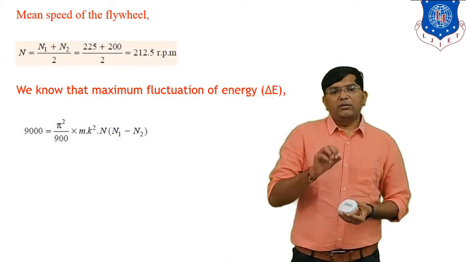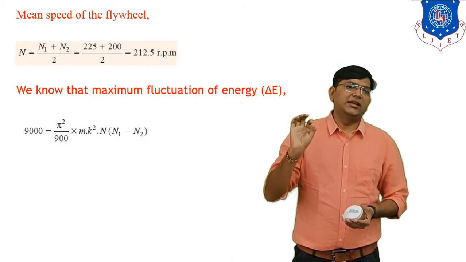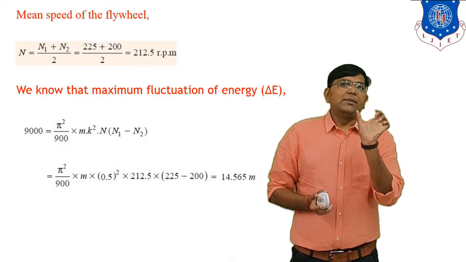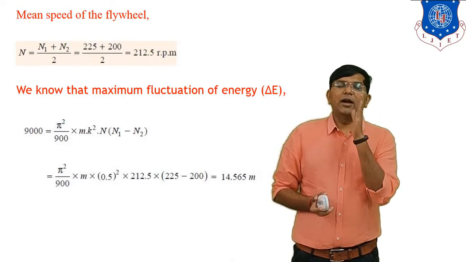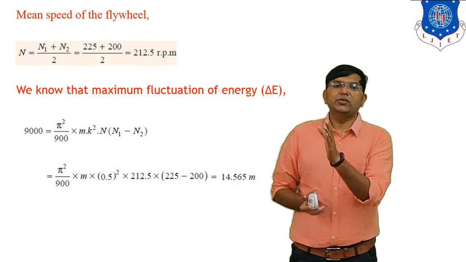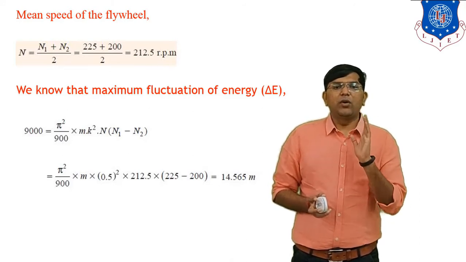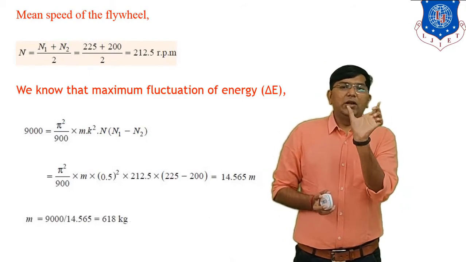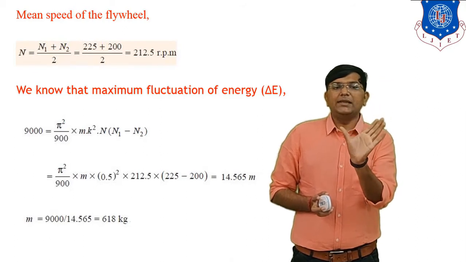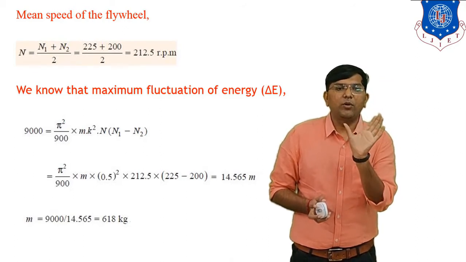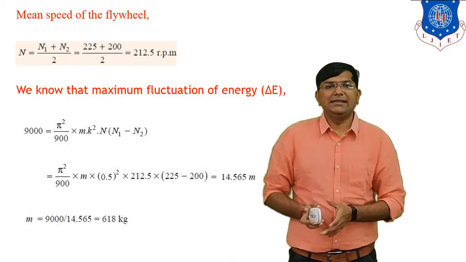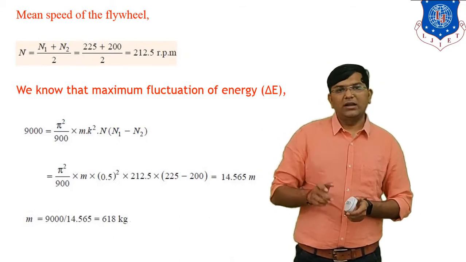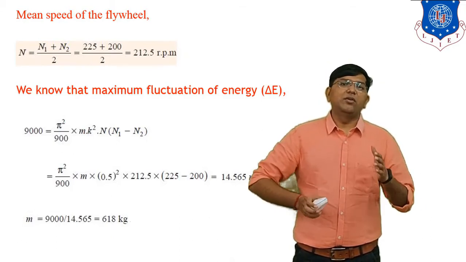Clear? Now there is only one unknown in this equation, that is small m. So pi square upon 900 into m, 0.5 radius of gyration, 215.5 mean speed, and 225 minus 200, that is n1 and n2, is equal to 14.565 m. Now you have to calculate the value of mass using this equation. So m is equal to 9000 upon 14.565, which is 618 kg. This is the value of the mass of the flywheel, that is 618 kg. Clear? So this is the example based on the punching press.